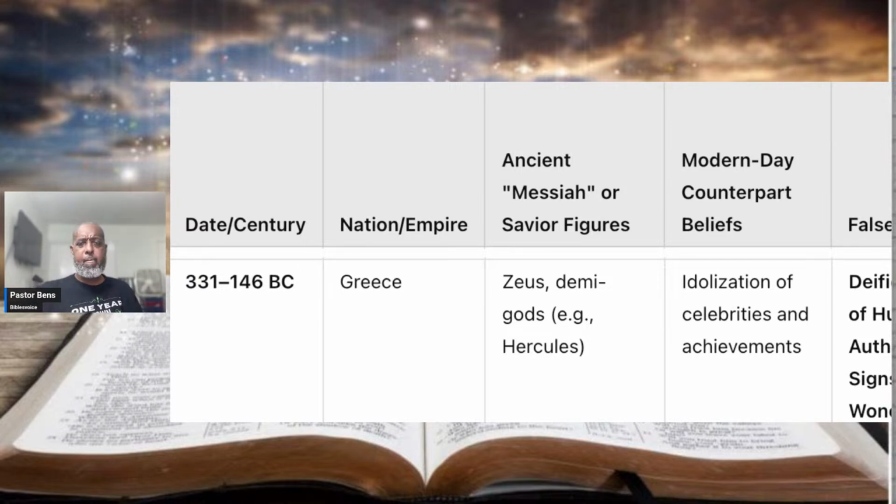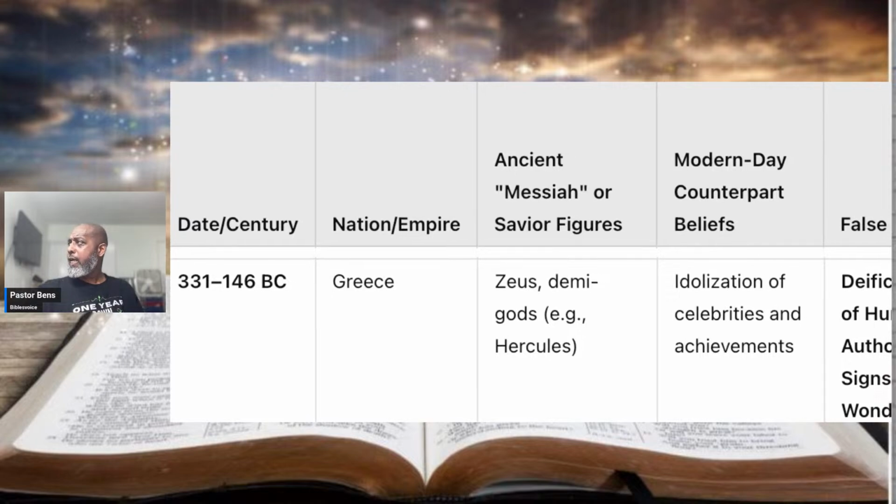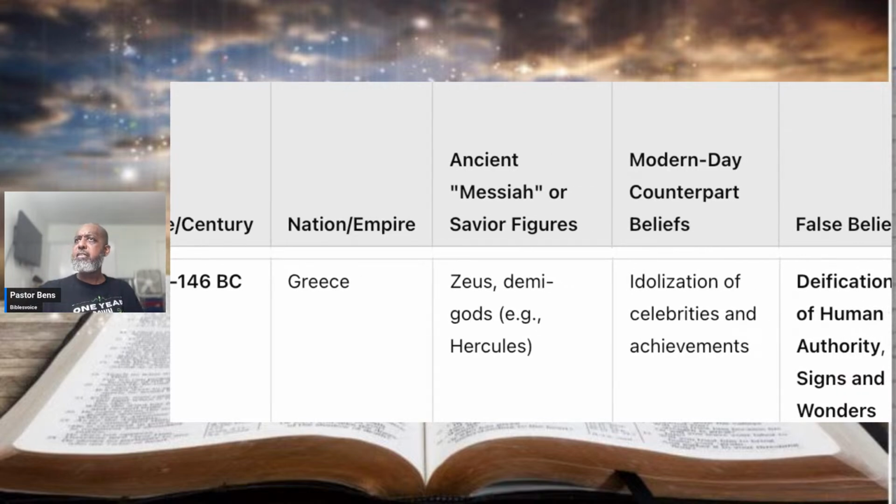I'm ready to go in. We have our chart here. And so let's deal with this idea of this Messiah figure called Zeus. All right. Now, I'm going to get to this part right here.